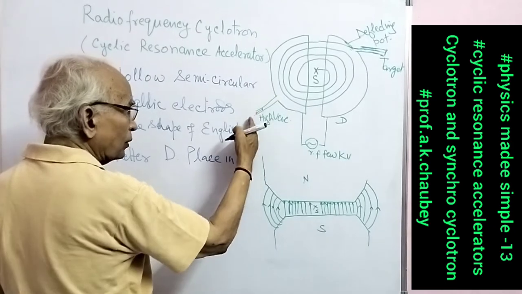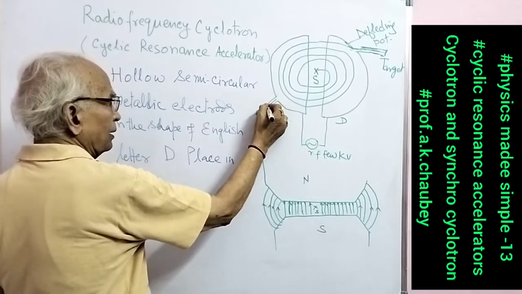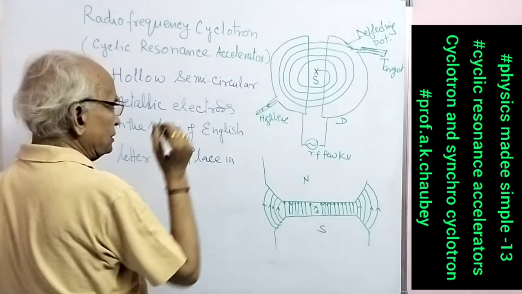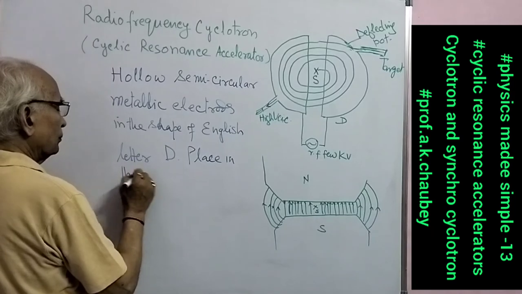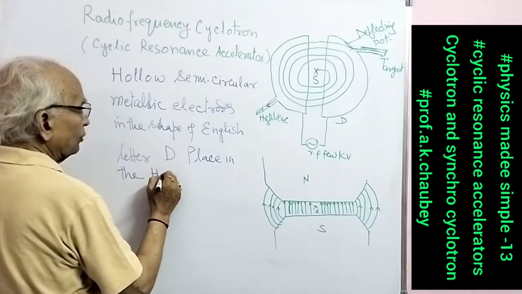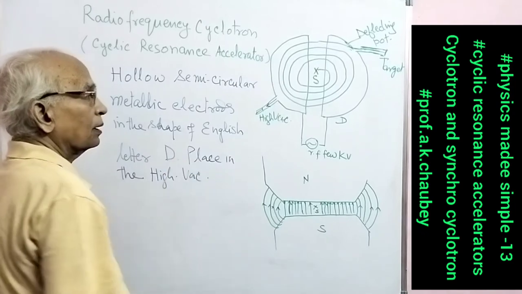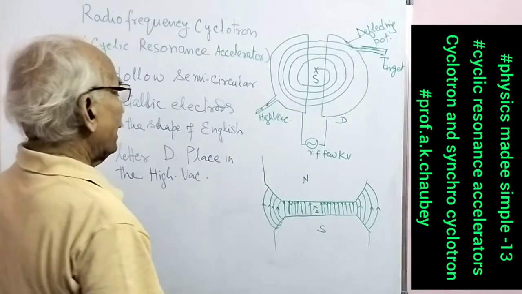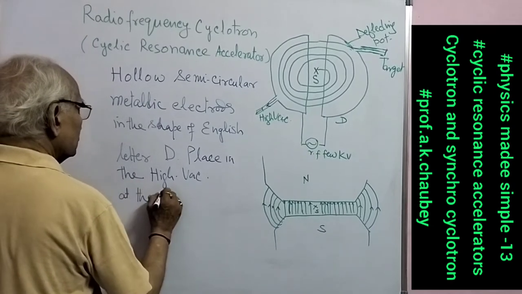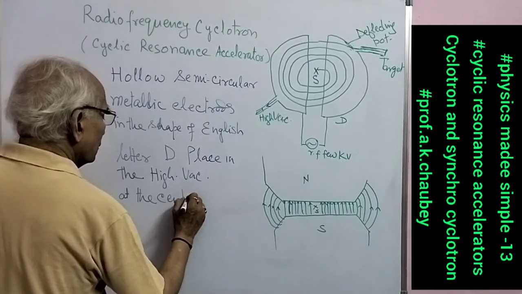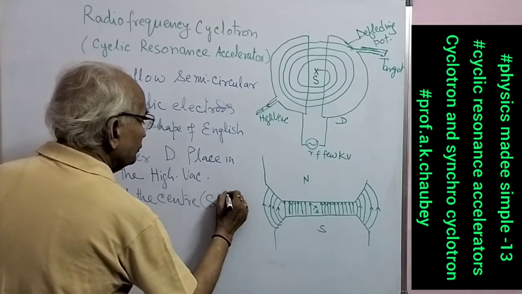So this is a tube for the vacuum pump to evacuate the system. From here the air comes out and we evacuate the whole system. The Ds are placed in high vacuum, and at the center is S, the ion source.